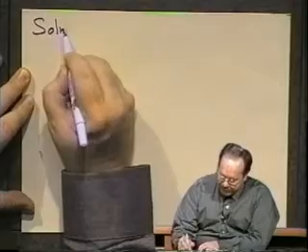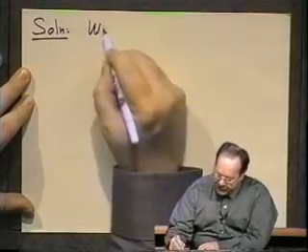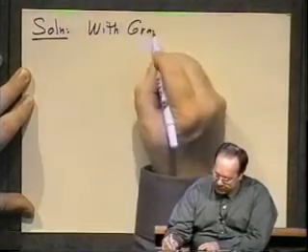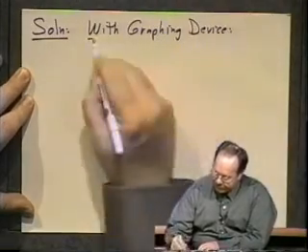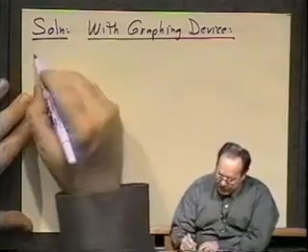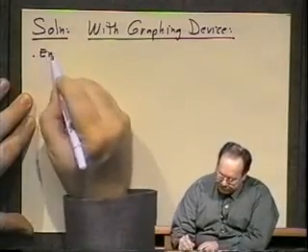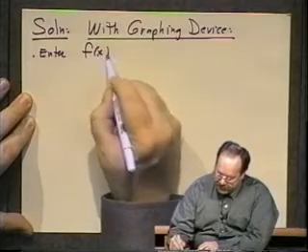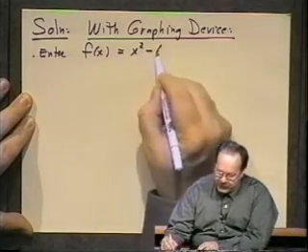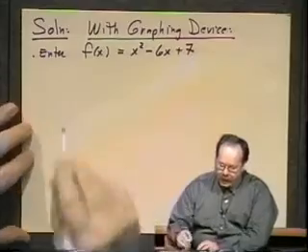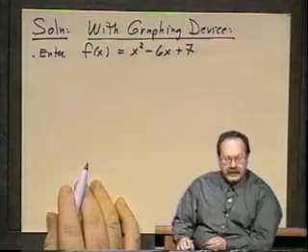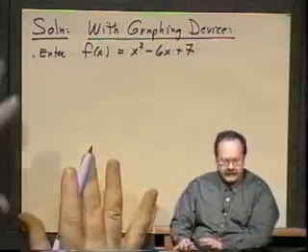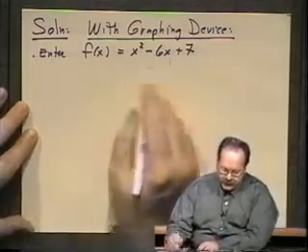Now on to the solution. What I will do here is use my graphing device, of course, and I will enter the function, and the function is x squared minus 6x plus 7. As I go on, I will write out what I'm going to do, and then I'll go to the calculator and show you how it works. But I want to give you the outline first. So I'll enter the function.